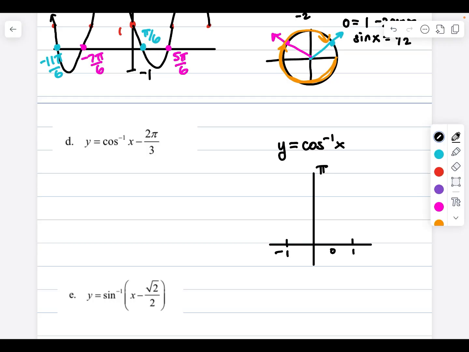Now, cosine of 0 is 1. So the cosine function has a point at 0, 1, but the inverse will have a point at 1, 0. And then we know that cosine of x has an x-intercept at pi over 2, but that becomes our y-intercept for the inverse function. This is what the parent graph looks like.